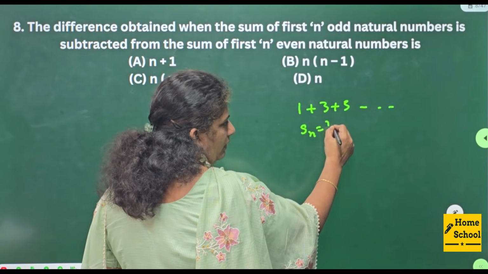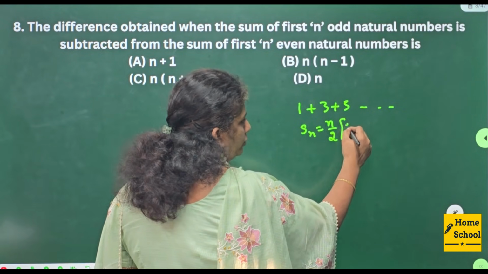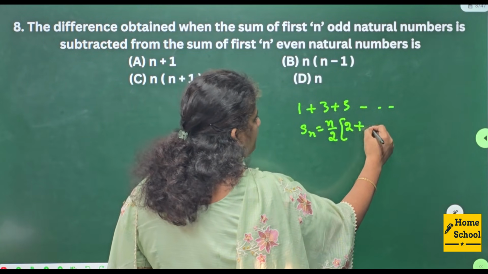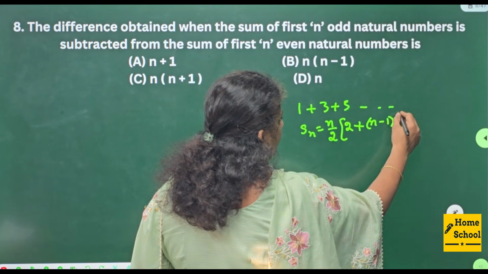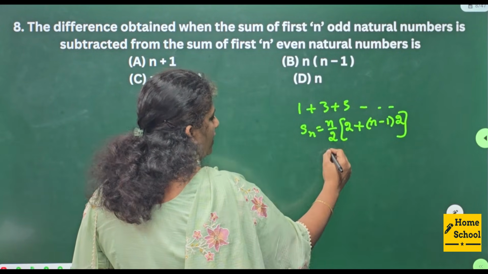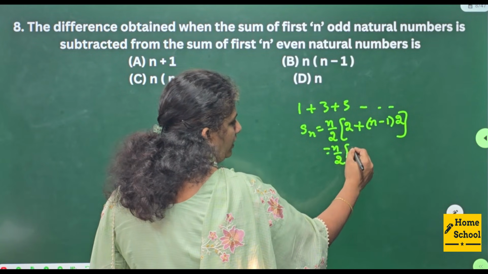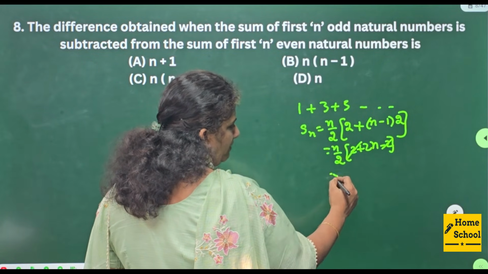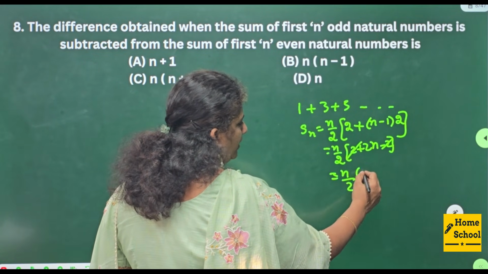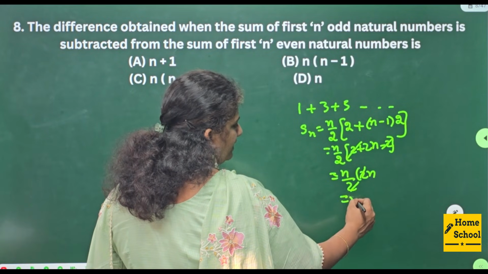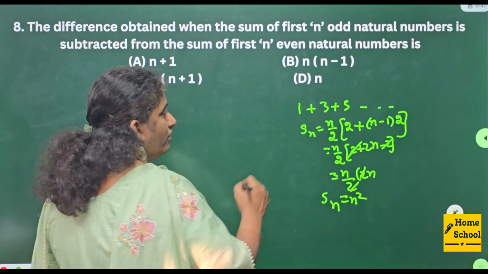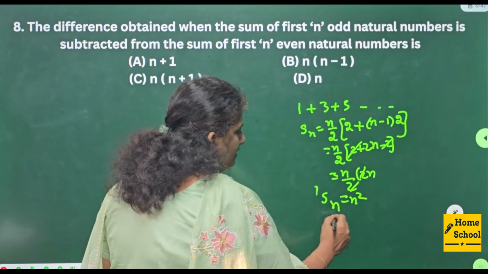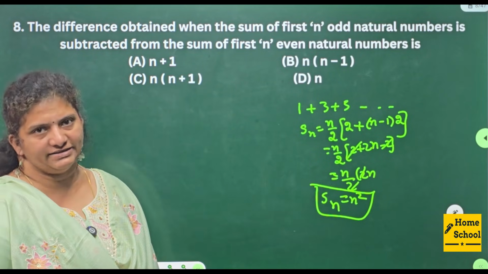Sn is equal to n by 2 into 2a plus n minus 1 into d. The a value is 1, right? 2a is 2, d is 3 minus 1 which is 2. Now this will be n by 2 into 2 plus 2n minus 2. Plus 2 minus 2 will be cancelled. N by 2 into 2n, 2 will be cancelled, that is n square. So always you need to remember sum of odd natural numbers, Sn is equal to n square.